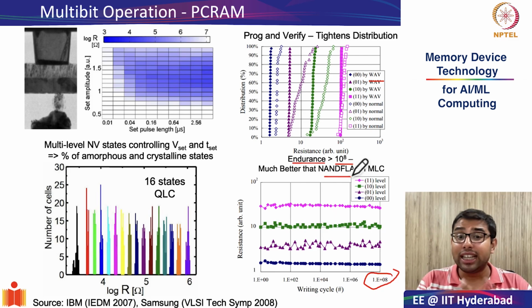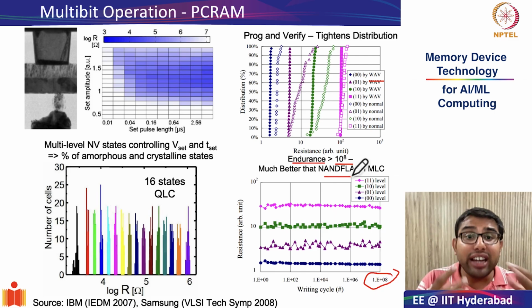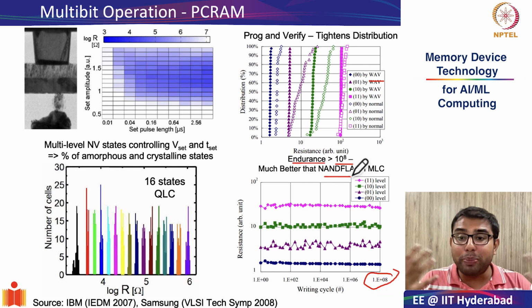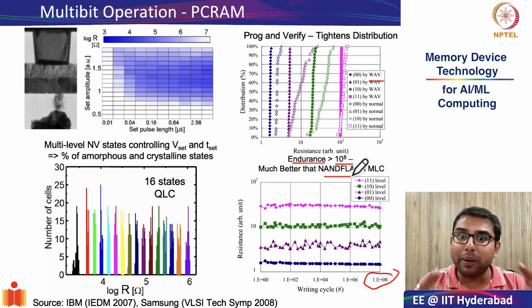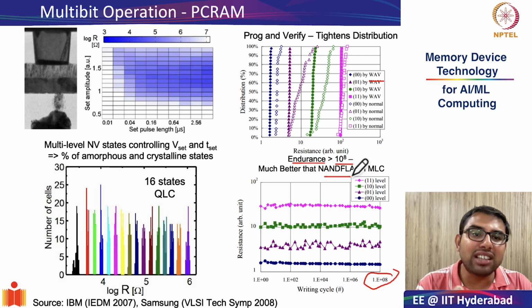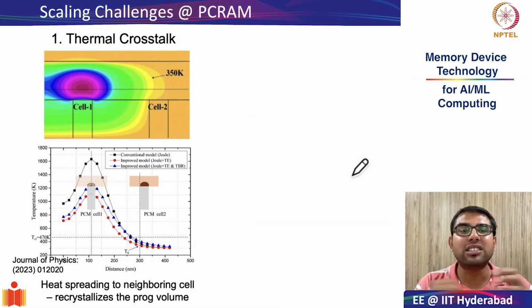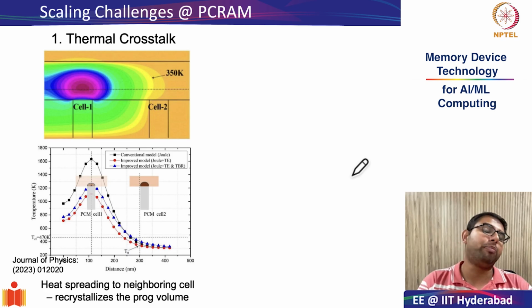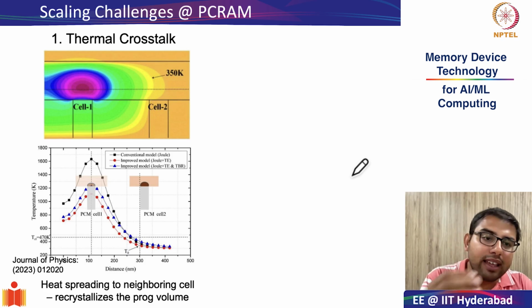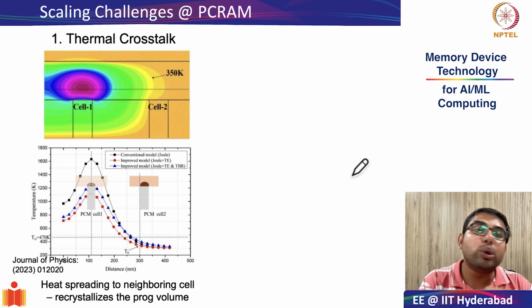So a natural question which will come to your mind is, if indeed PCRAM is so much better than NAND flash, why hasn't it been able to completely replace NAND flash? Why do we still get solid state drives with NAND flash and not PCRAMs? And this is a very interesting story about the bottlenecks or the challenges that we face in scaling, reducing the device dimensions of PCRAM.